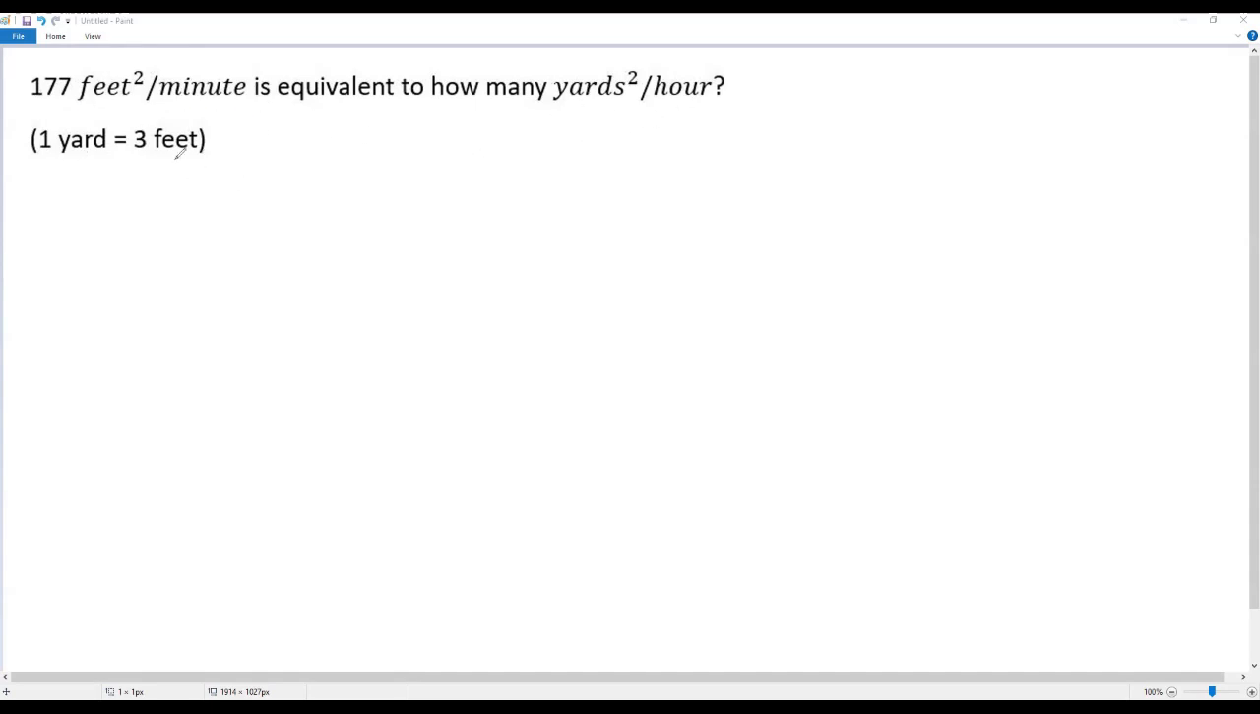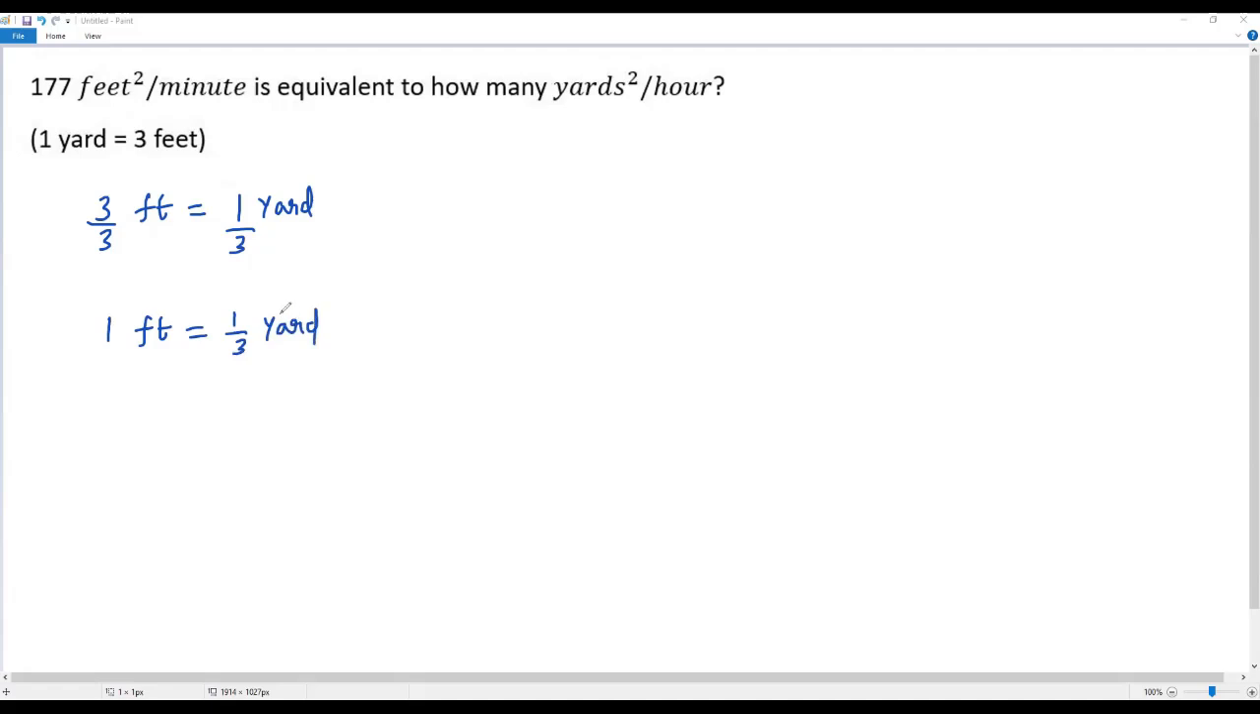There is the information that 1 yard equals 3 feet, or it can also be written as 3 feet is equal to 1 yard. So if 3 feet is equal to 1 yard, then 1 foot is equal to how many yards? My aim is to convert feet to yards, so I have to divide both sides of this equation by 3 so that it becomes 1. So 3 over 3 becomes 1, and 1 foot is equal to 1/3 of a yard.